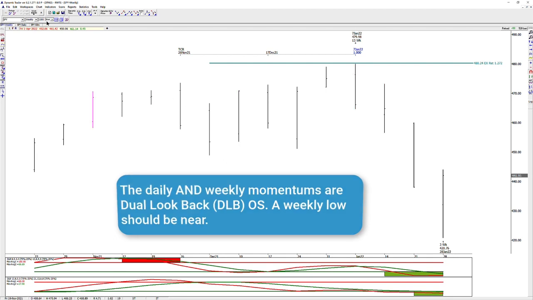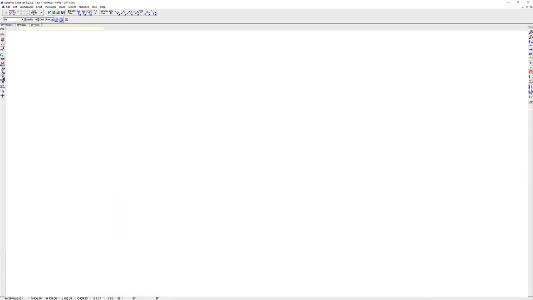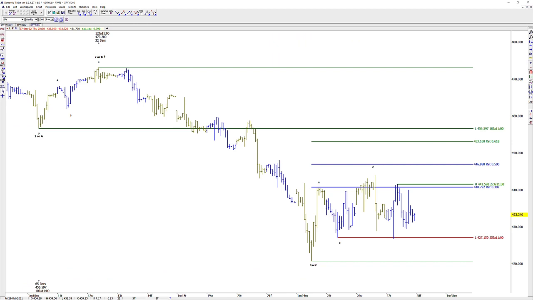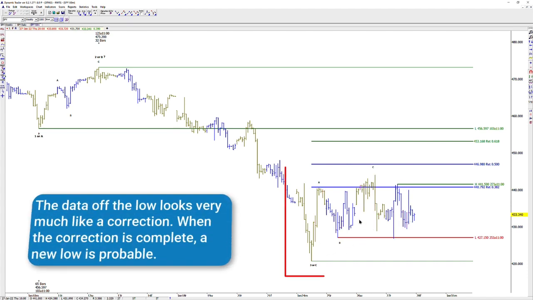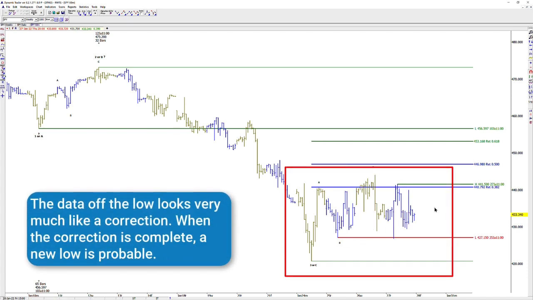So let's take a look again at the pattern position by going to the 60-minute data. Here's the 60-minute data, again, as of that last daily bar in the chart. Well, this really looks like a correction, doesn't it? Even though the weekly momentums are oversold, the daily momentums are oversold.